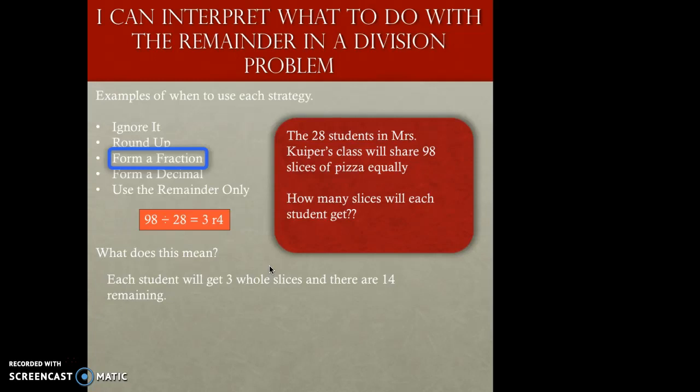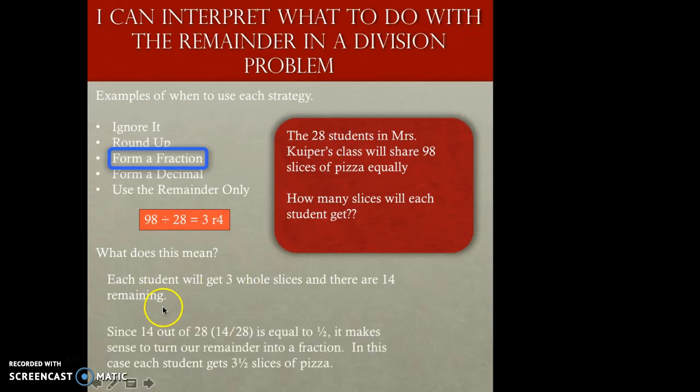Oh, that should be 14, I'm sorry. So 14 left over. So since 14 out of 28 is equal to a half, it makes sense to turn our remainder into a fraction. So in this case, every student is going to get 3½ slices of pizza. Okay, so we're going to pretend that right there is a 14. Sorry about that.